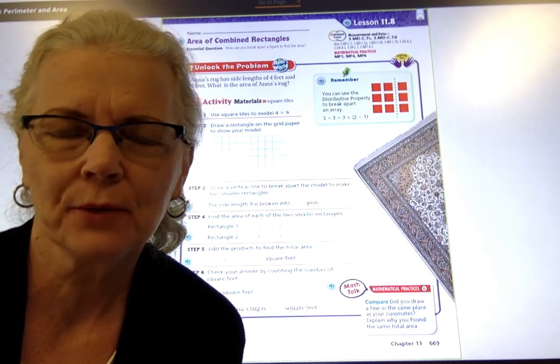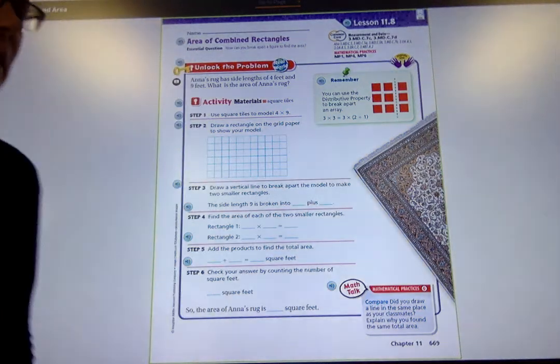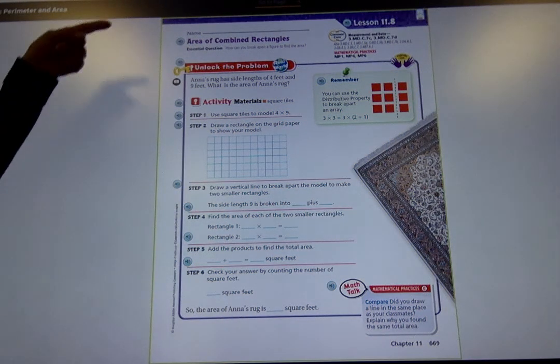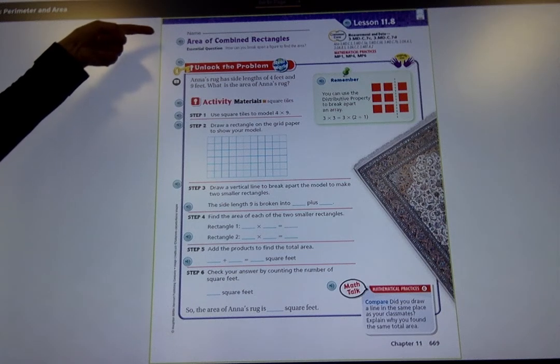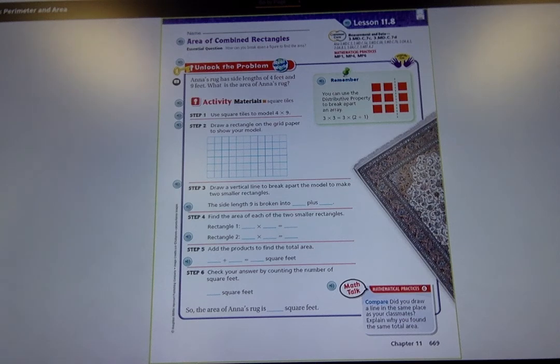Good morning, third grade. We're going to get started with our math lesson 11.8. So you should be with me on page 669. Area of combined rectangles. How can you break apart a figure to find the area?